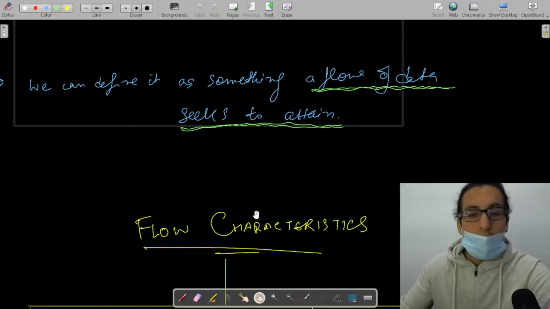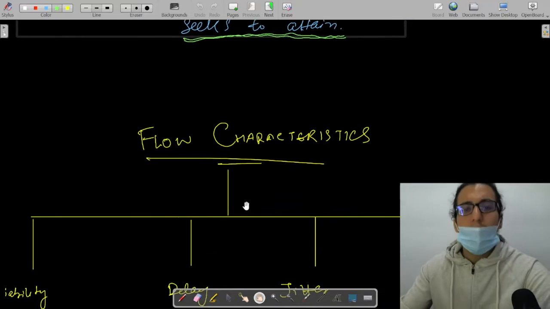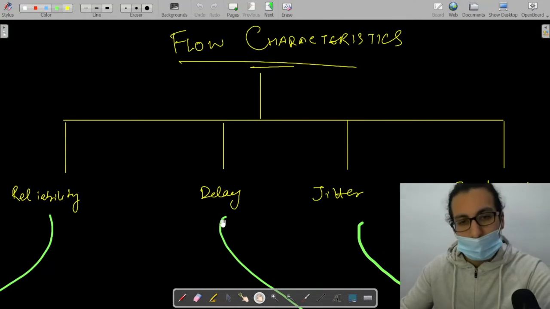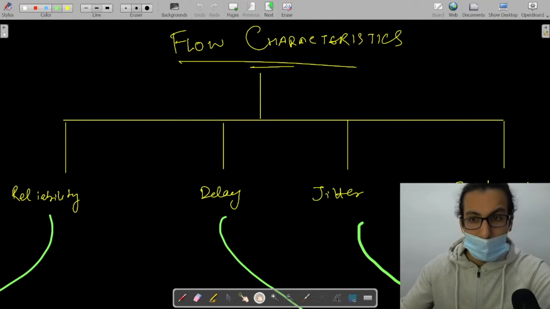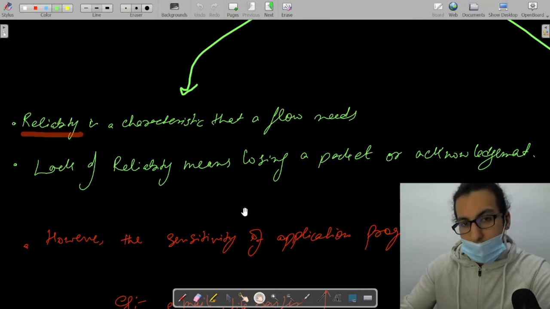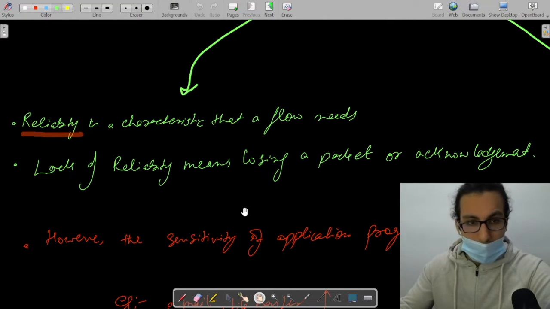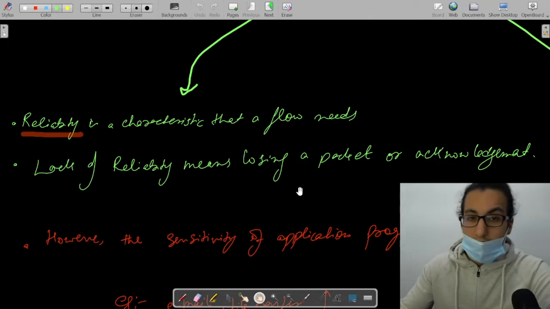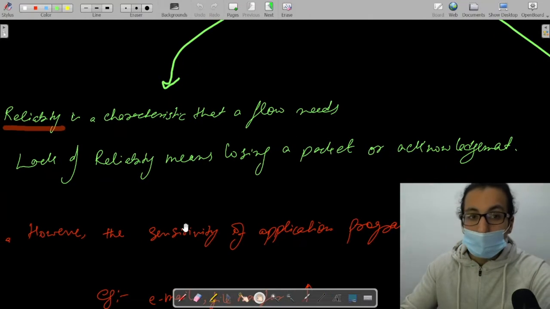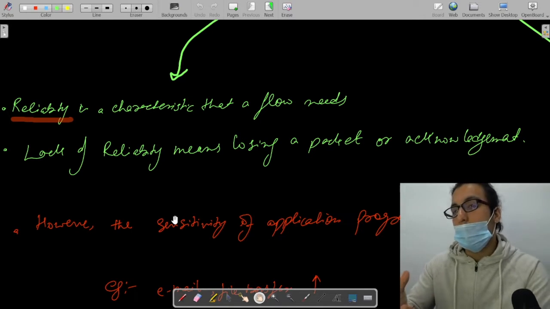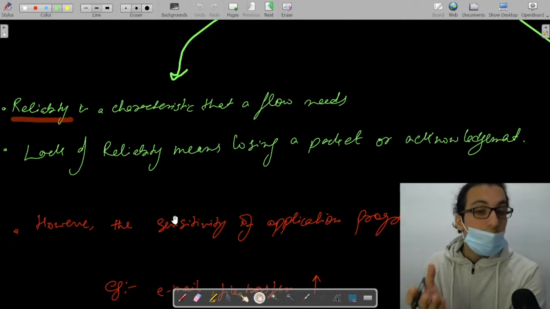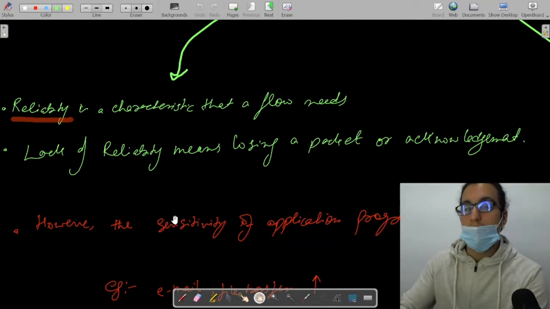And when we are talking about flow, we have four characteristics of flow. The first is reliability, second delay, third jitter, and then bandwidth. Reliability is a characteristic that a flow needs. Lack of reliability means losing a packet or acknowledgement. If data is not reliable enough, how do we know that the information we are sending is even reaching the receiver or not?